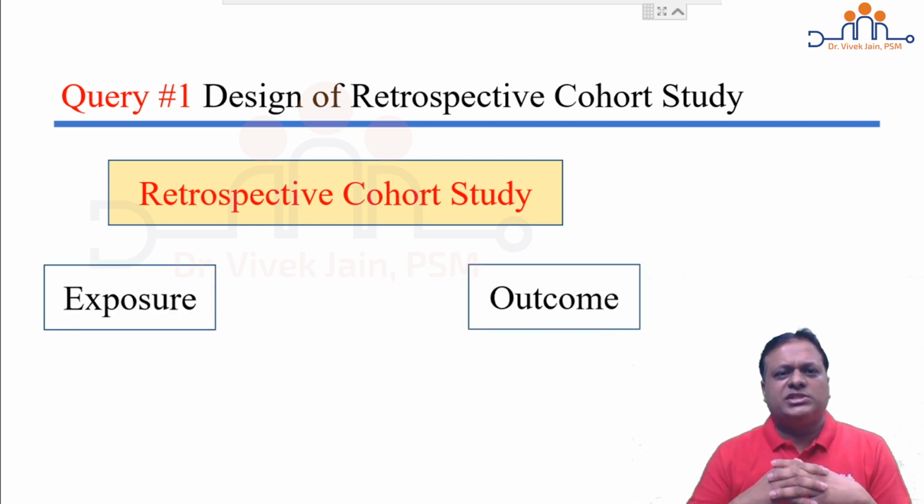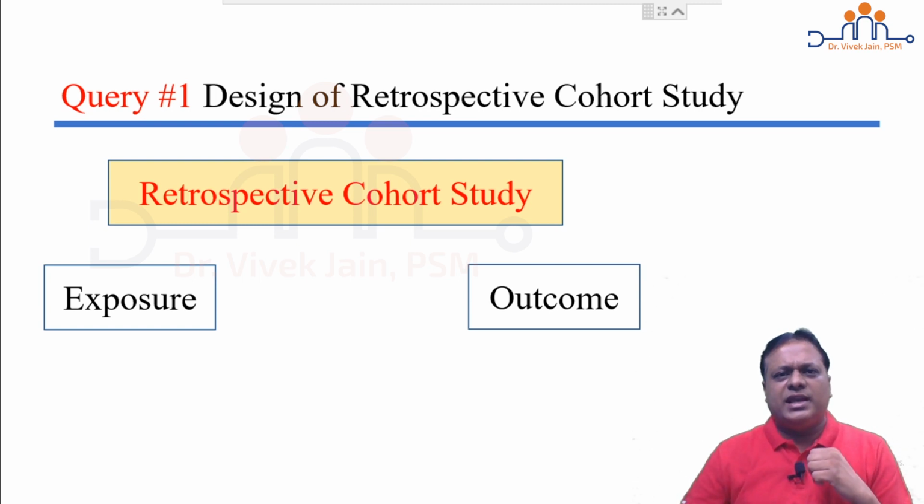Friends, suppose we have to establish an association between exposure, smoking and outcome lung cancer. I cannot go in forward direction from smoking to lung cancer. That will lead to 15 years time. I cannot go backward from outcome to exposure, lung cancer to smoking, by asking history. That will lead to recall bias, less accurate odds ratio. So I cannot go forward, I cannot go backward. So what will I do?